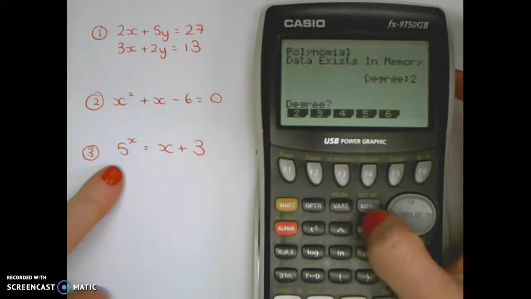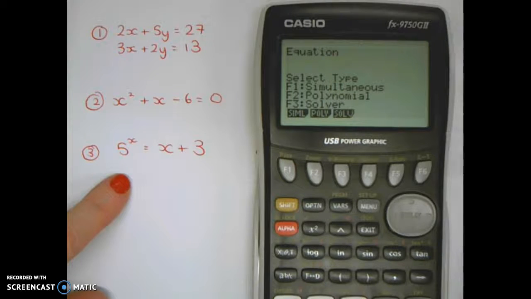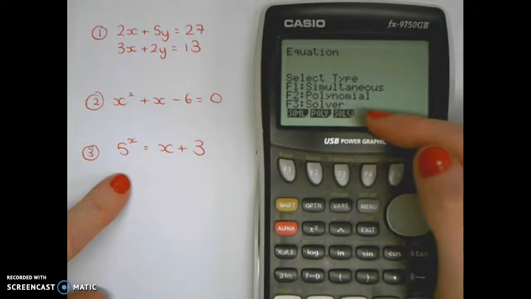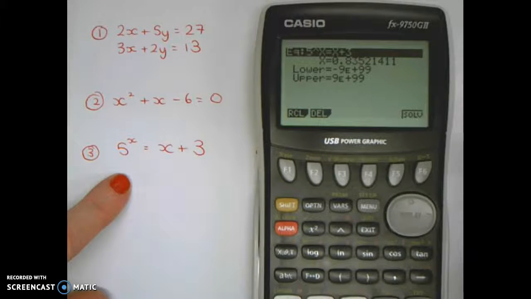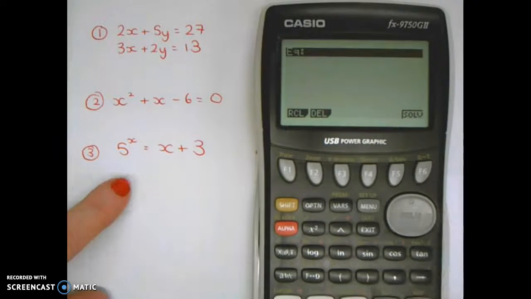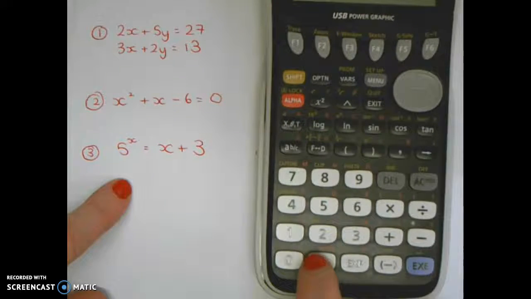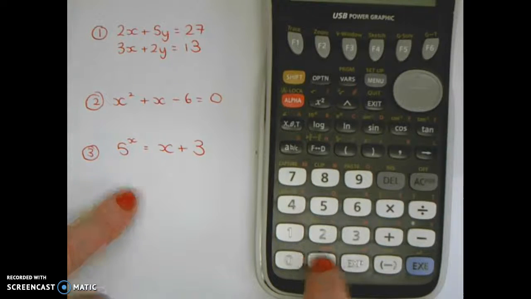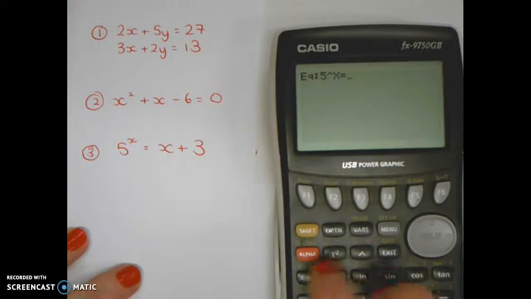And then for this last equation, this one's slightly different. It's not a polynomial, it's not a simultaneous equation, so we just use this F3 solver for this. And you can see I've already typed this in. Let's type it in again. So if I type in this equation, 5 to the power of x equals, so equals is just here above the decimal point, so you need to press shift and then equals, and it will come up, x plus 3.